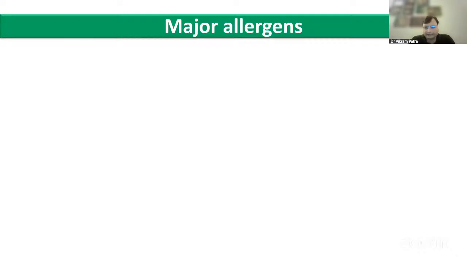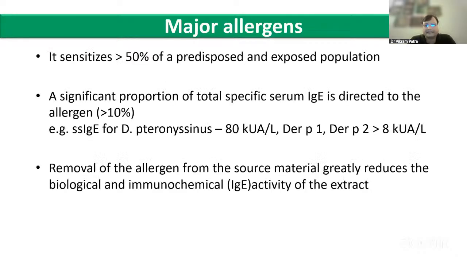So let us discuss these major allergens and the pan allergens. So what are major allergens? These are sensitizers in more than 50% of a predisposed and exposed population. When it comes to pollens, it is more than 50%. A significant proportion of total specific serum IgE is directed to the allergen, that is more than 10%. For example, if serum specific IgE for dust mite Dermatophagoides pteronyssinus is 80, and DERP1, DERP2 are more than 8, we call it a major allergen.